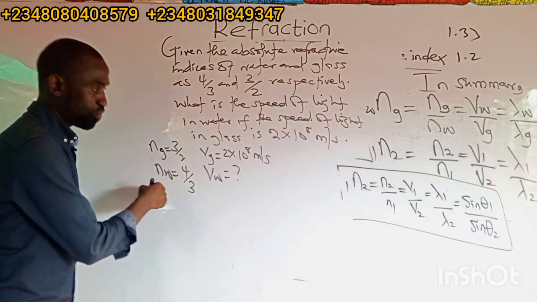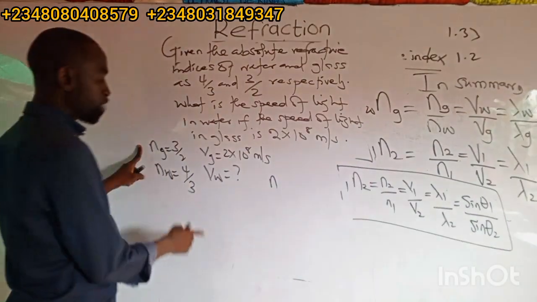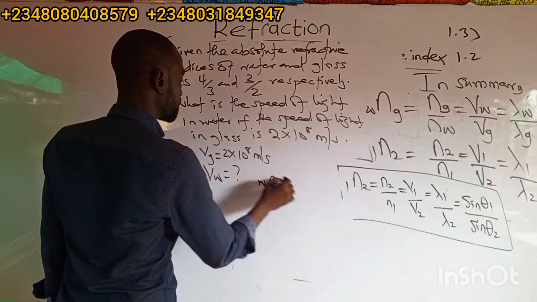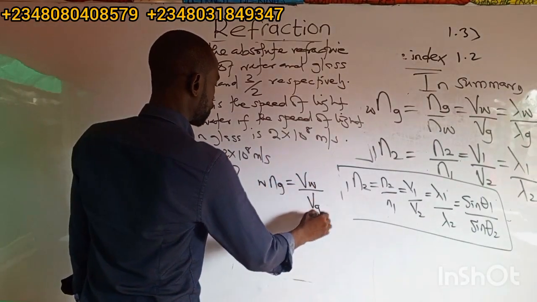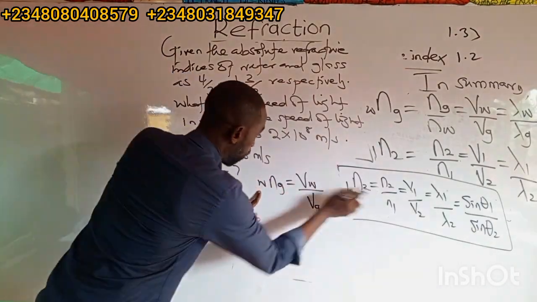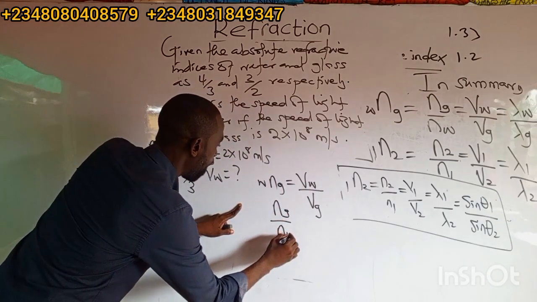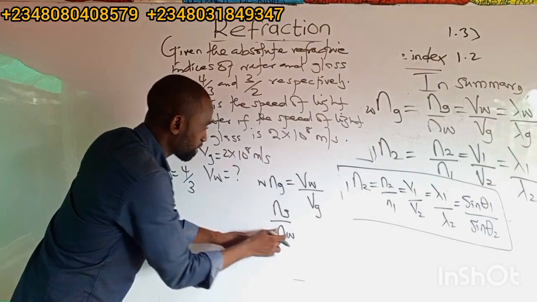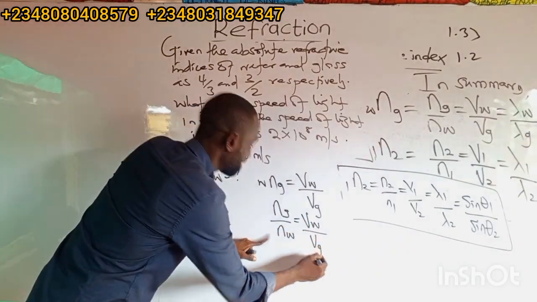Ng is the absolute refractive index of glass, and Nw is the absolute refractive index of water. So what is the formula? If you want to have it, our N2 to 1 is equal to speed of 1 all over speed of 2, which gives us N2 all over N1. So after dividing, glass to water is equal to speed in water all over speed in glass.